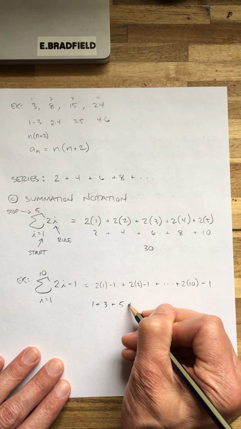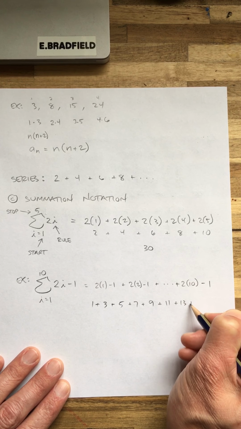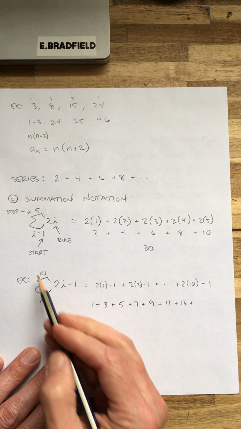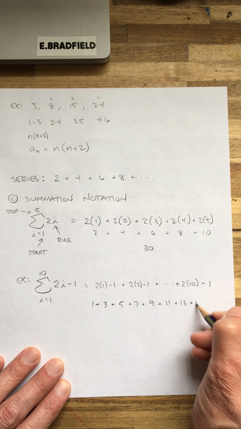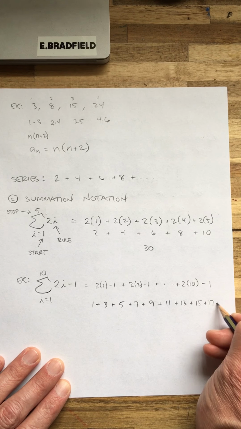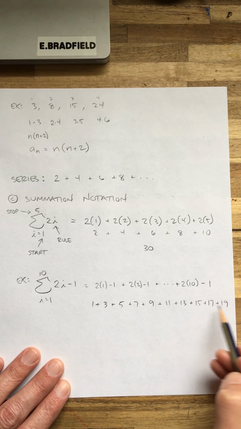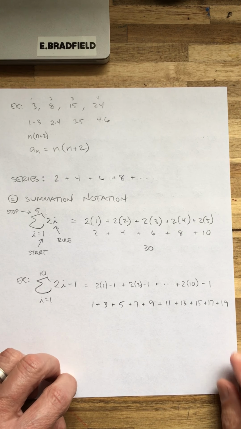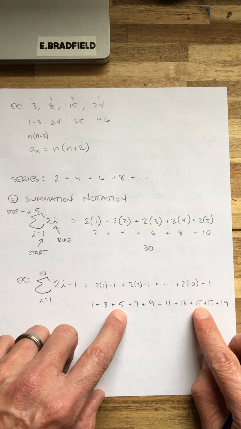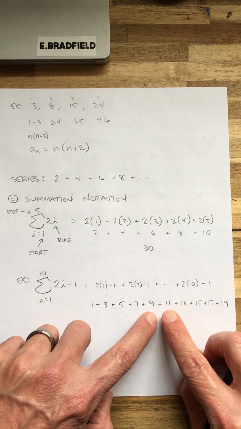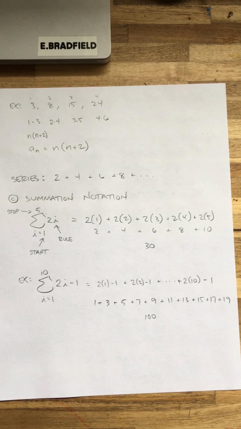So 1 plus 3 plus 5 plus 7 plus 9 plus 11 plus 13 plus, how many am I supposed to get? 1 through 10 is 10 terms. So 1, 2, 3, 4, 5, 6, 7, 8, 9, 10 terms. And now watch this. This is great. 20 plus 20 plus 20 plus 20 plus 20. That's 5 times 20. Guess what that is? It's 100. Isn't that great?